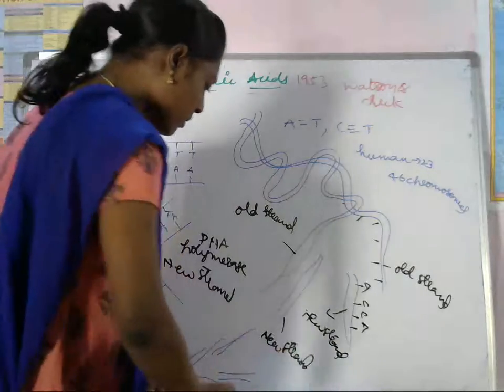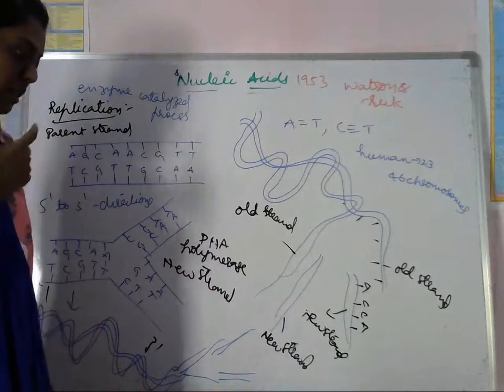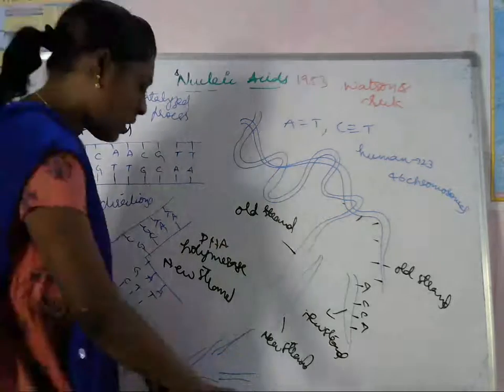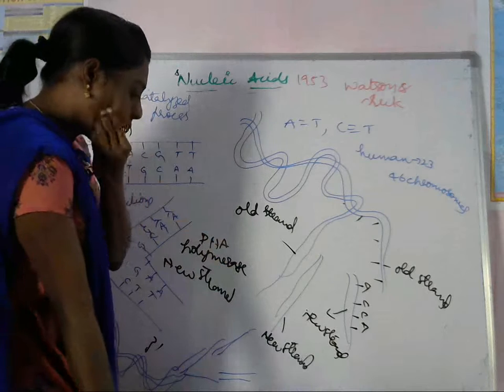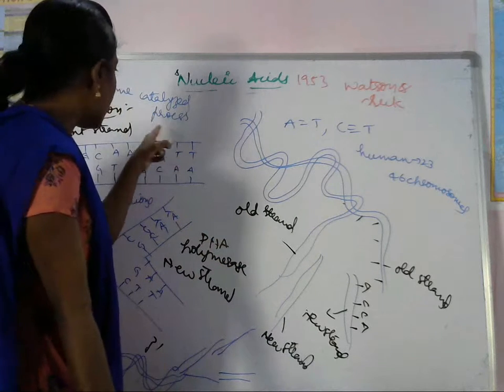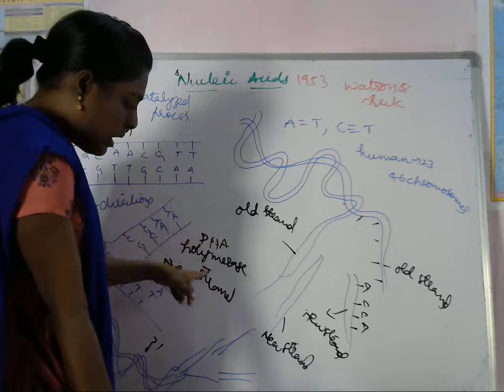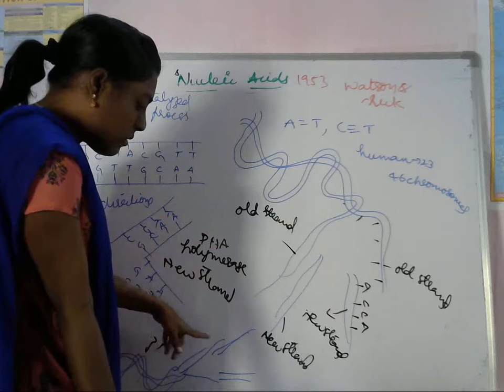Okay, next one is RNA, so I will explain it in the next class. Actually I want to tell one thing here. 5' mononucleotide triphosphate, catalyzed by the enzyme DNA polymerase. I have already explained, DNA polymerase will be there. So here 3' to 5' directions will be there.